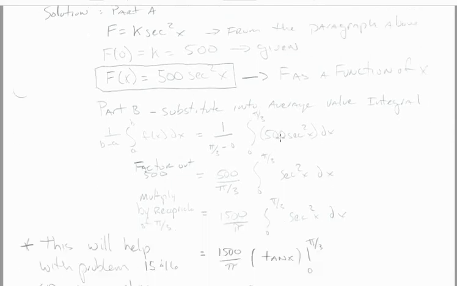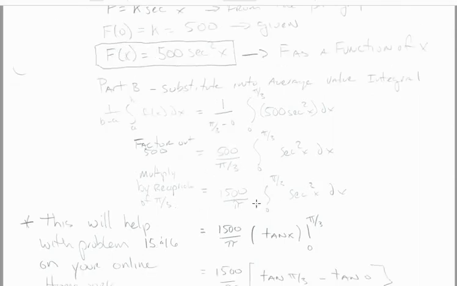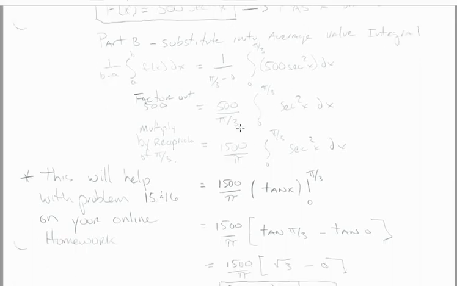First thing I do, pull that 500 out in front of the integral. And on the bottom we have the pi over 3. Then let's just integrate that trig function. We did some simplification there.